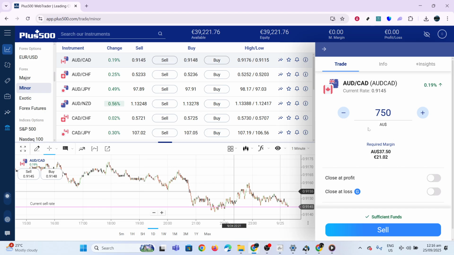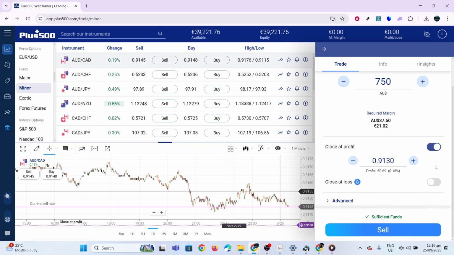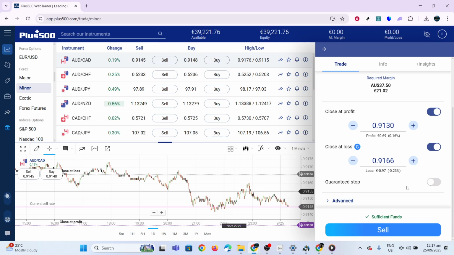Here, you need to determine the amount, which is essentially the size of your position. This decision aligns with your risk management strategy. Next, consider the stop-loss option, which automatically closes your trade if the market moves against you by a specified amount. Similarly, there's the Take Profit feature that allows your trade to close once it hits a certain profit level. Both tools are crucial for managing risk and ensuring you're prepared for any market moves.